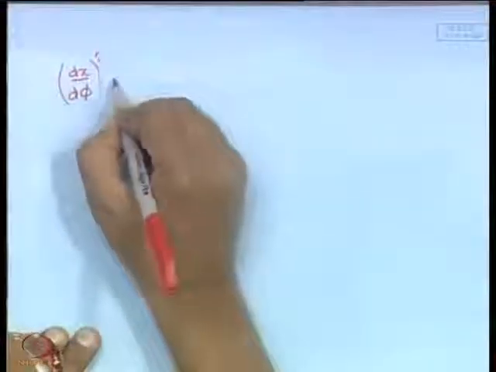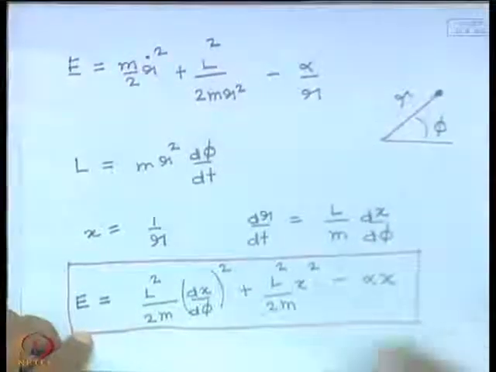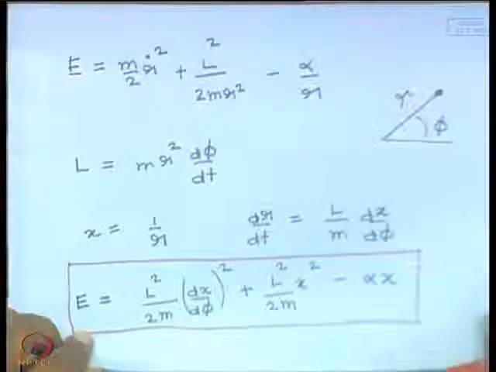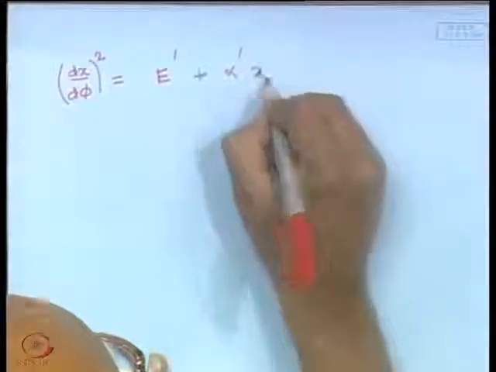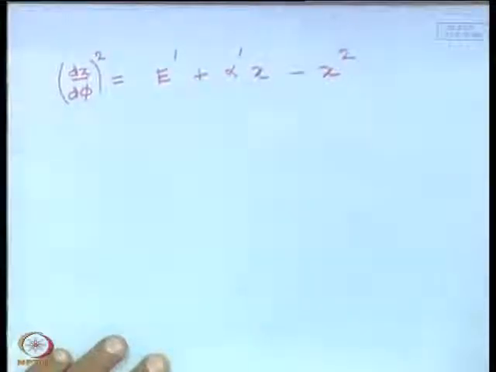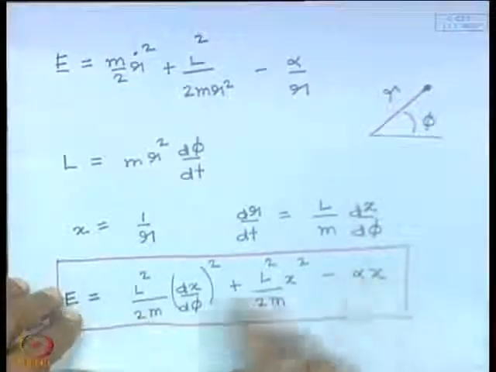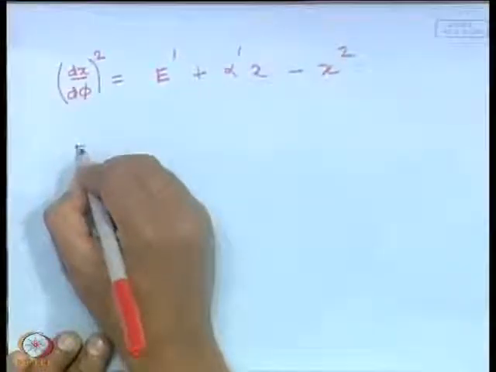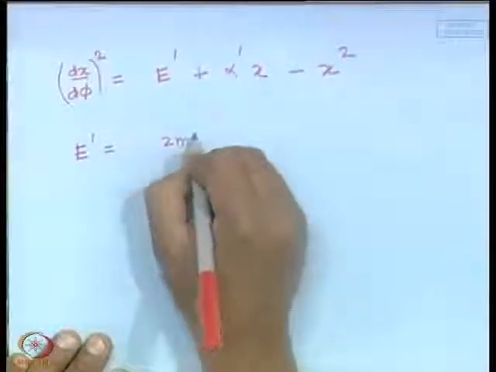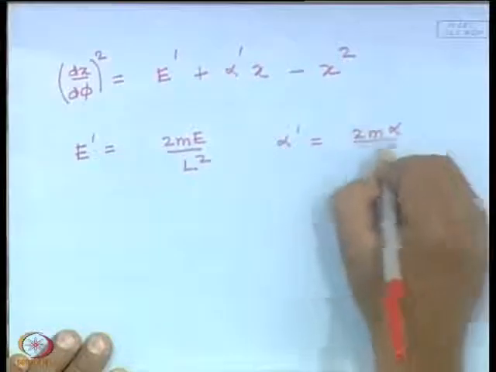dx d phi square is equal to E prime, that is E divided by E into 2m by L square, plus alpha prime x, minus x square. So all that I have done is multiply with 2m by L square, and then take this to the left hand side, and I get this, where E prime is 2m E by L square, alpha prime is 2m alpha by L square, right.